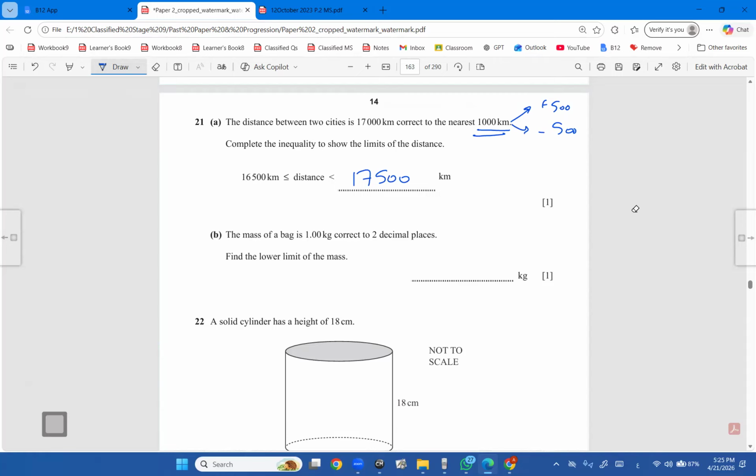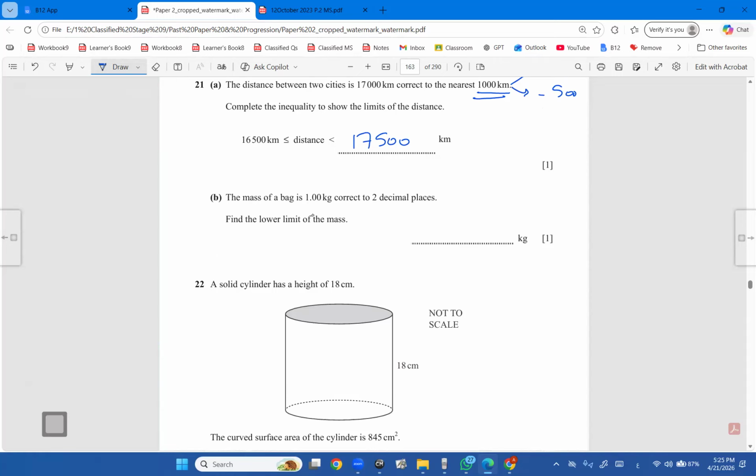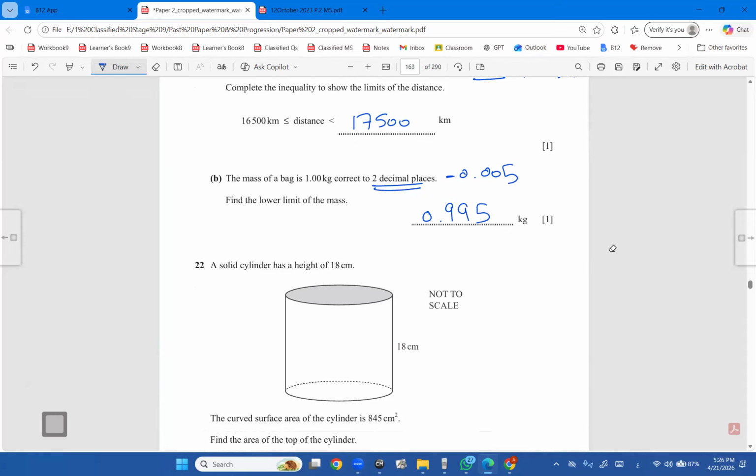I added 500. This one over here, the mass of a bag is 1.00 kilograms, correct to 2 decimal places. Find the lower limit. Then it is 2 decimal places. I must minus 0.00 for the 2 decimal places, and at the end you put a 5. So because they want the 2 decimal places, I'm going to put 2 zeros after the point, and then a 5 in the third decimal place. Doing this on your calculator, 1.00 minus 0.005, it is going to give you exactly 0.995 kilograms. That's the lower limit.